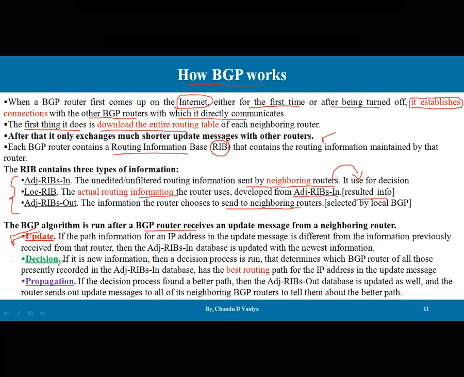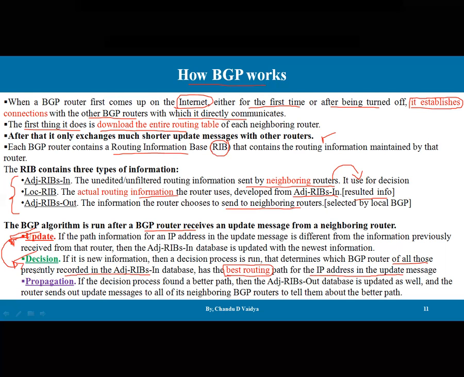Second is the decision. If it is new information, then the decision process is run. It determines, from all those presently recorded in the Adj-RIB-In database, the best route path for the IP address in the update message. So the decision is taken on the basis of the best route. Whatever updated information is available in that local router, the decision is taken on that basis, for the purpose of finding the best route.